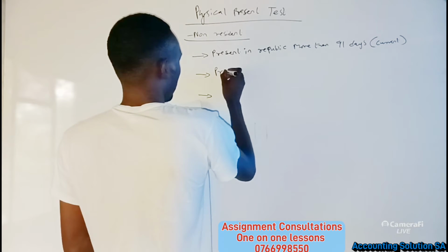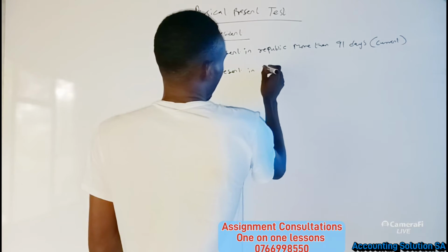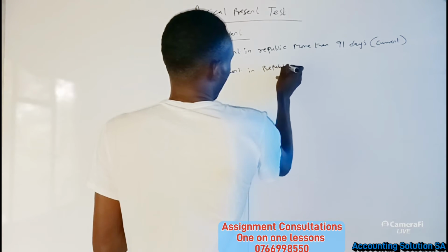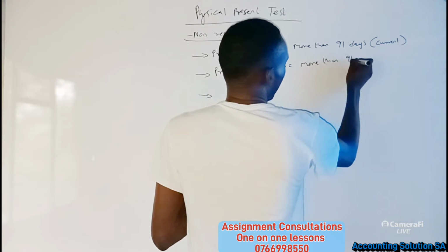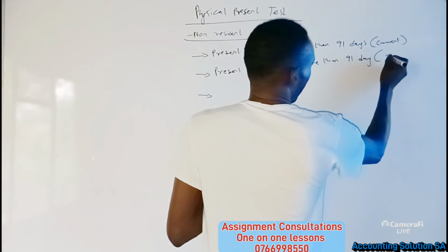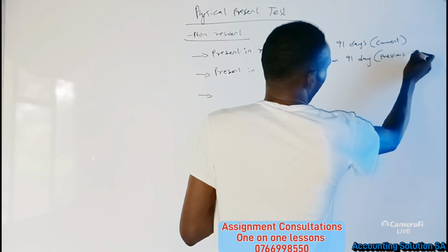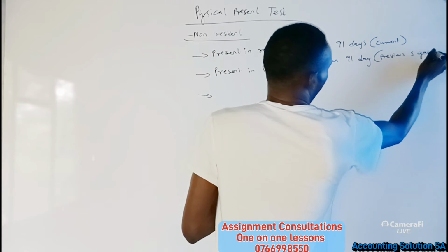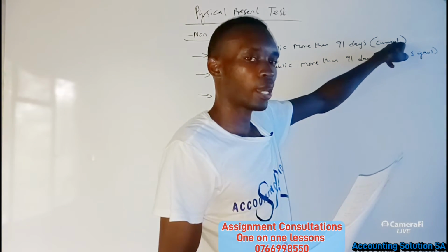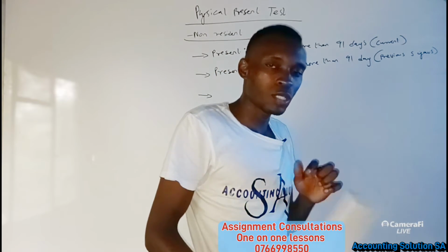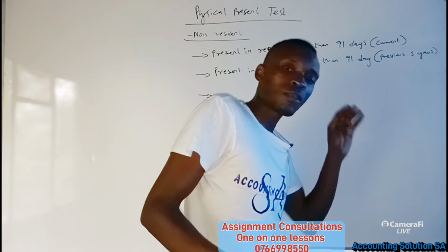Then requirement number two, we need to check that the non-resident was present in the Republic for more than 91 days in the previous 5 years. Remember, when you count those 5 years, do not include the current year. If we are talking about 2020, which means the previous 5 years, you count from 2013.